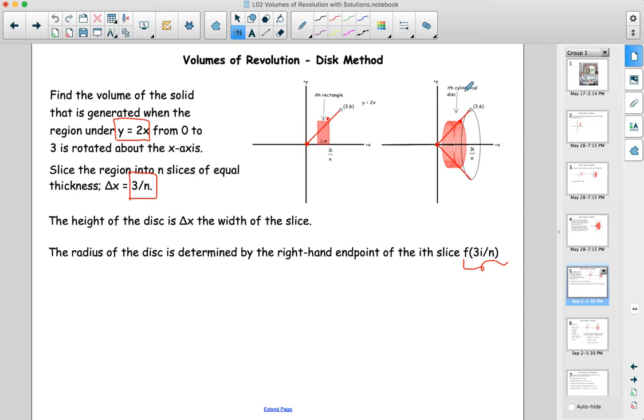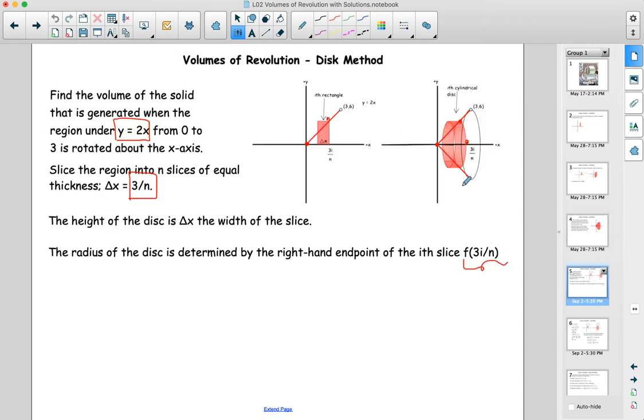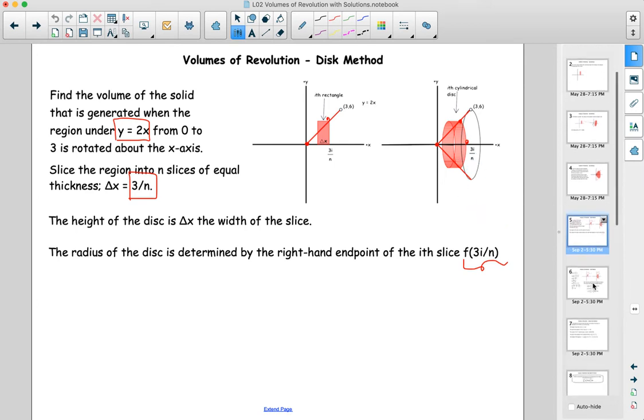And again, for the ith cylindrical disk, the position we're going to be at is 3i over n, because we are using the right Riemann sum. So maybe if I take you back to this picture over here, this was whatever delta x is. This was 1 delta x, 2 delta x, 3 delta x. So on the third cylinder, we are 3 delta x's over. So in general, on the ith cylinder, we would be i delta x's over. So that's where that 3i over n has come from. We are i delta x's over from 0.